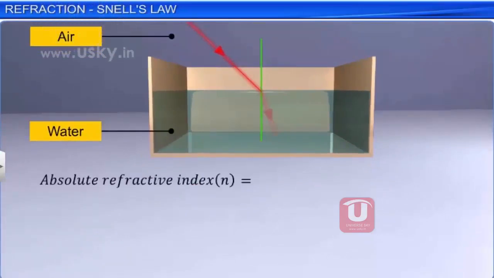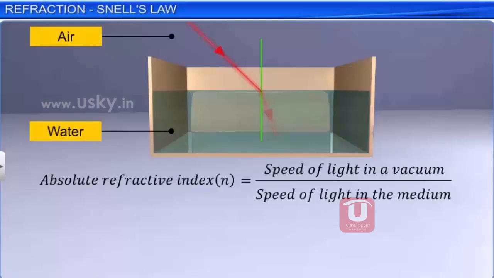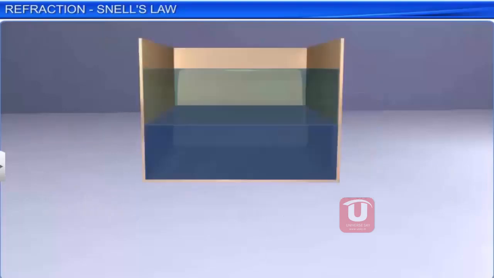If the speed of light in a medium is v, then n is equal to c by v. Let this be equation 1. Note that the speed of light in a medium is inversely proportional to its refractive index. For example, the refractive index of water, n_w, is 1.33 and that of glass, n_g, is 1.52. Since the refractive index of glass is more than that of water, the speed of light in glass is less than the speed of light in water.